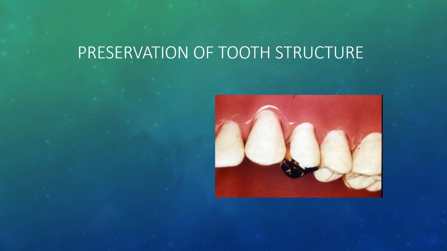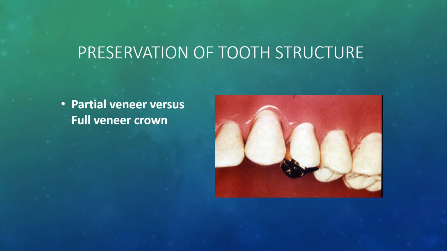So while you are trying to preserve tooth structure, you know that once a tooth has been destroyed because of caries or because of fracture, there are many ways that you can use to restore the tooth to its normal anatomy and form. Either you can do a partial veneer crown or a full veneer crown. So in my last lecture I was showing you different pictures of how an onlay looks like, how an inlay looks like, right? So you know what is the difference between a full veneer crown and a partial veneer crown.